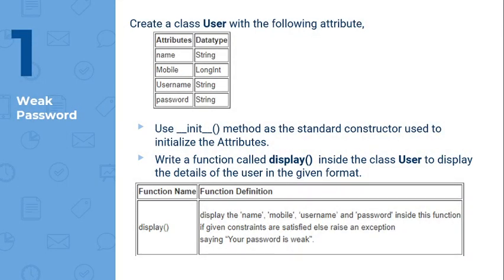We have to create a user class with the following attributes: name, mobile, username and password. Use a constructor to initialize the attributes, and we have to write a display method, and the display method should check the username and password. So if the password is valid, it should print valid. If the password is invalid, then it should raise an exception and print invalid.